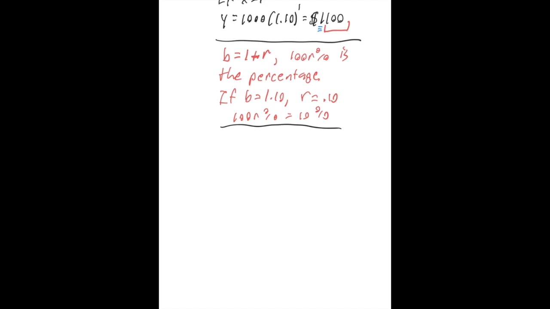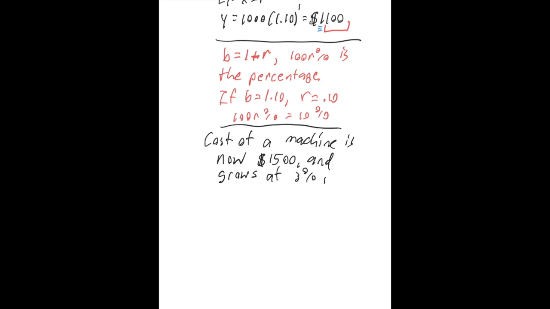Okay, so let's say, for example, that prices are rising over time. Anything that you buy, prices rise over time. So let's say the cost of a machine is now $1,500. And let's also suppose that the cost grows at, say, 3% per year. All right, we can write down an equation, C of t. We're going to use C for cost.